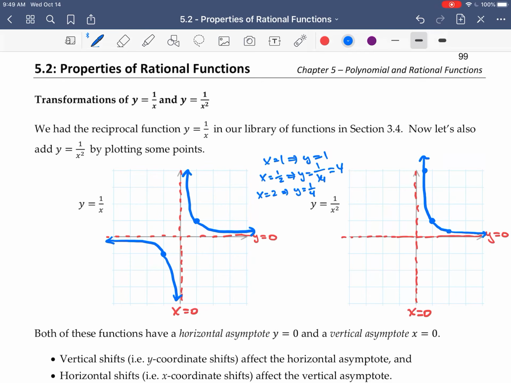Okay, those are some points. And then when we do it with the negative numbers, if x is -1, y is going to be 1 over (-1) squared, so that's also 1. So the square is going to cause us to have the same values as we do above. So in fact, maybe I should just write here, this is symmetric.